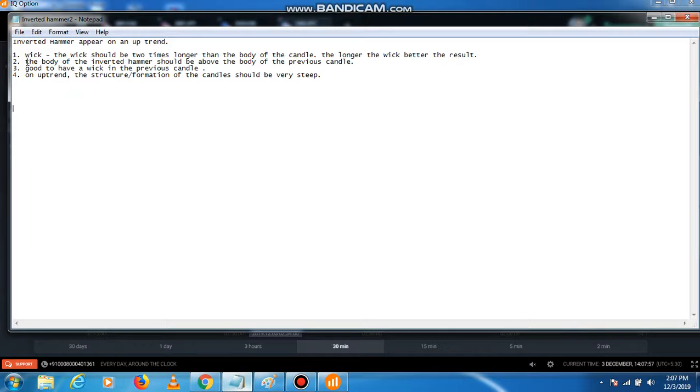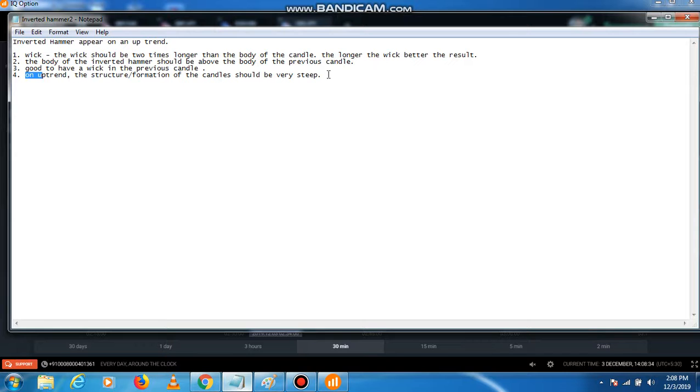And the second rule is the body of the hammer or inverted hammer should appear above the body of the previous candle. The third thing is it's good to have a wick in the previous candle. If you see a wick in the previous candle, that is also good to have a 95% winning ratio. And the fourth thing is on an uptrend, the structure or the formation of the candle should be very steep.